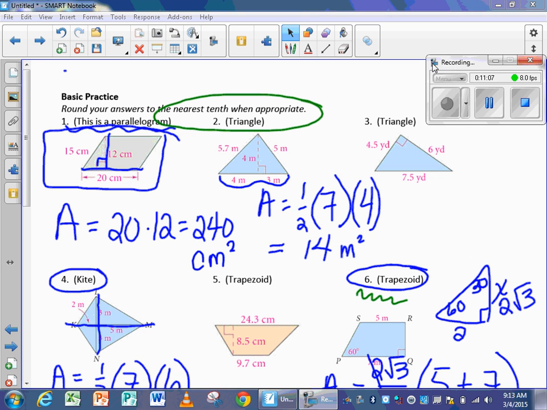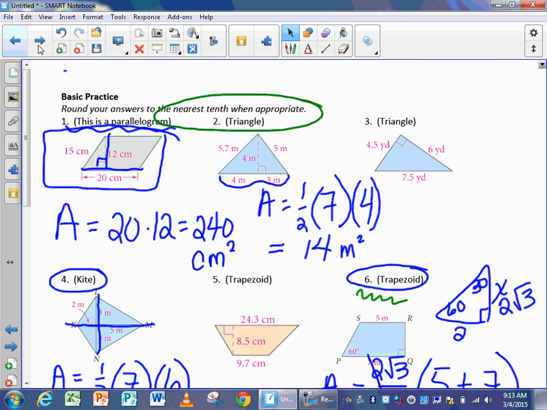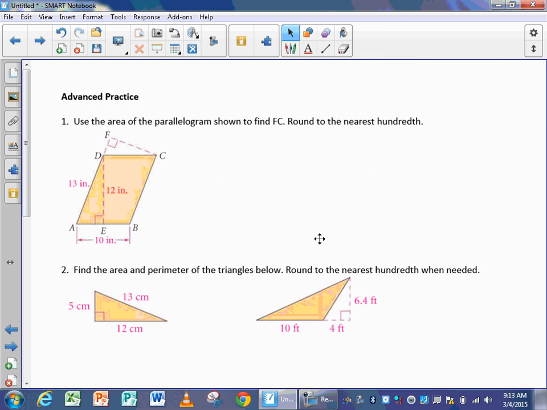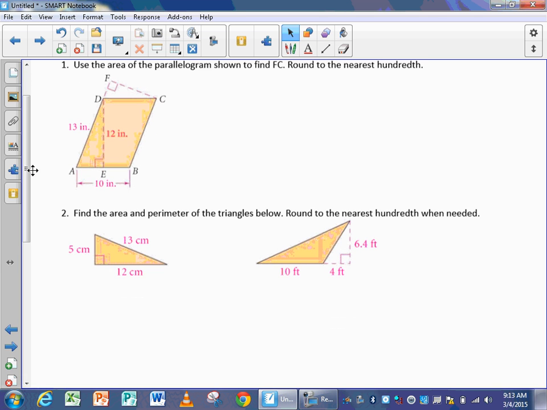So let's see, we're at about 11 minutes now. I want to do a couple more with you, and then we will stop. So let's say I come over here, and it says use the area of a parallelogram shown to find FC. Well, what do they mean by that? Well, fine, this is the area of a parallelogram. The area of a parallelogram is base times height.